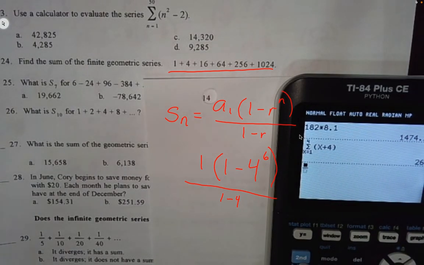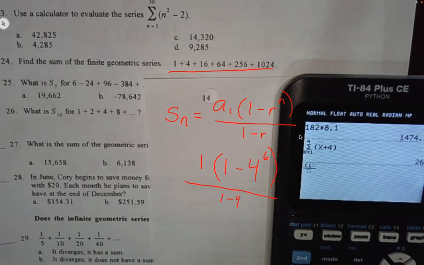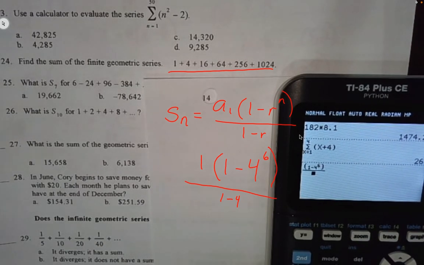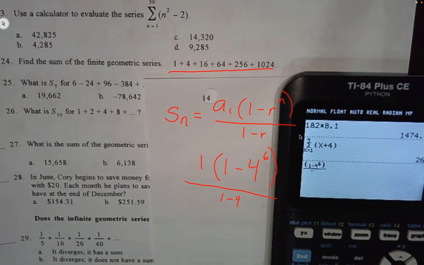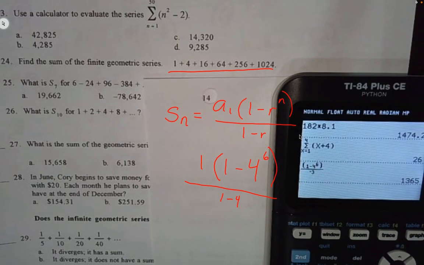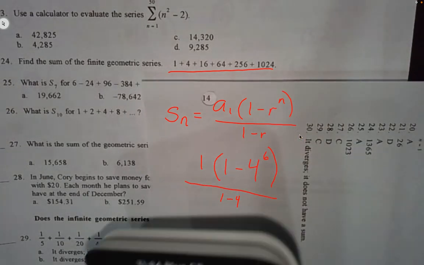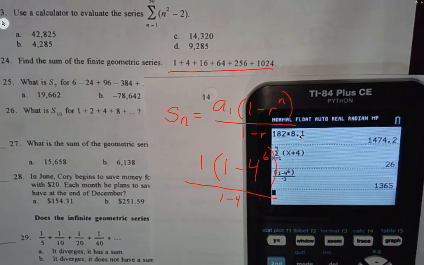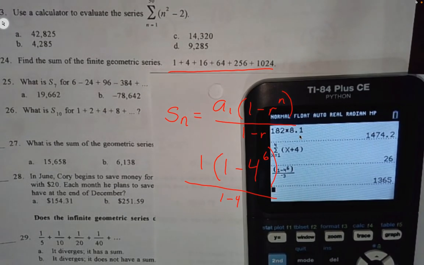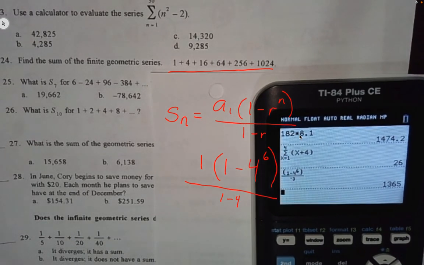So I'm going to do a big fraction like this, and then I'm just going to do 1 minus 4 to the 6th. I'm not multiplying it by 1, right? Because that's just what it was. And then down here, instead of putting 1 minus 4, I'm just going to put negative 3. And I get 1,365. But I got a decimal. It says 1,365.66. I do not know. That's weird.